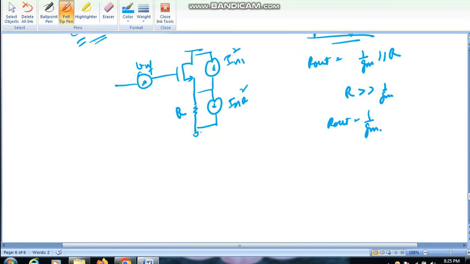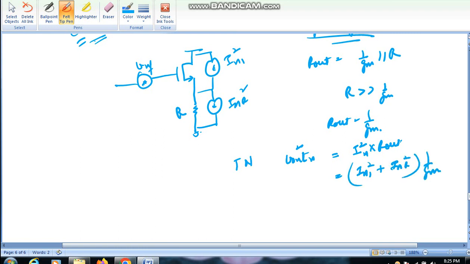Now another thing is, this Vout n square, which is thermal noise, equals to I n square into Rout. So total thermal noise is (In1 square plus INR square) into Rout, which is 1 by Gm. So this is Vout n square, the output thermal noise.